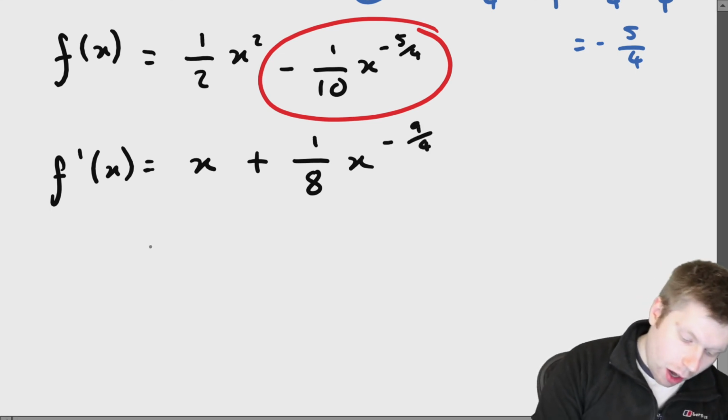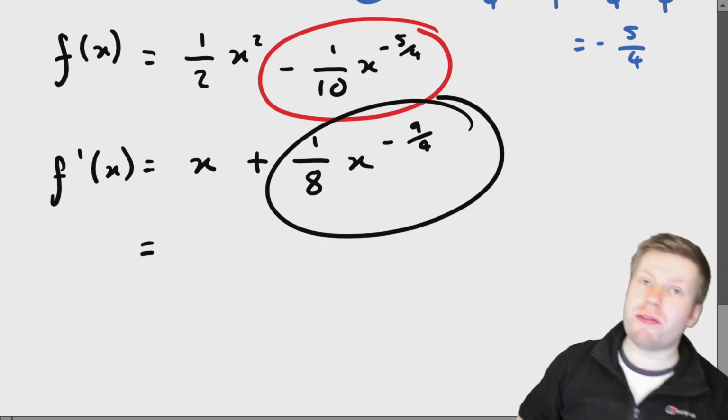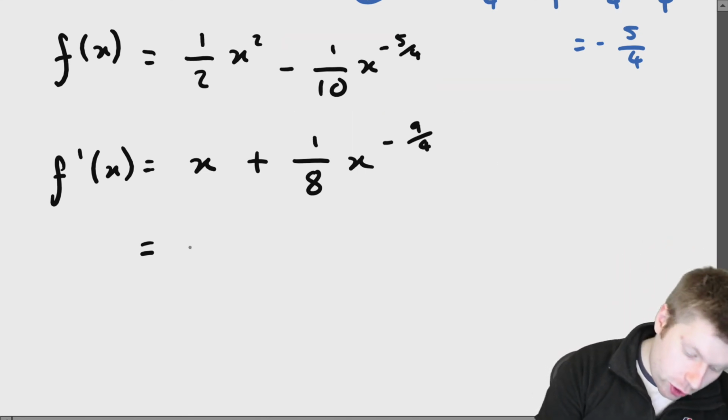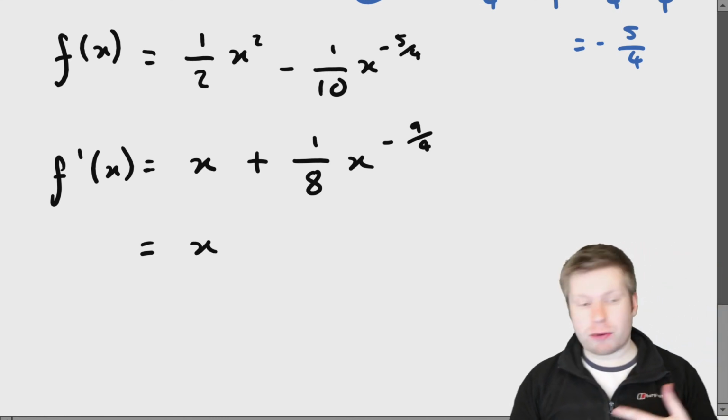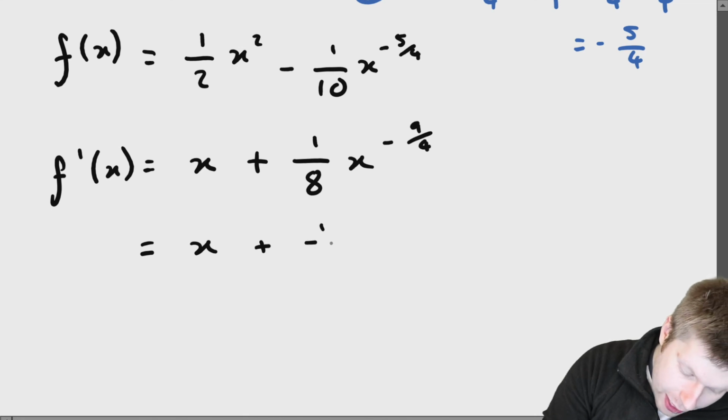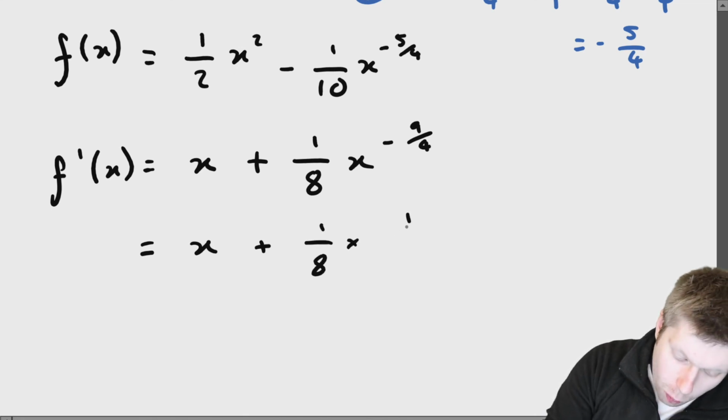Okay? Then my last job is just to think, well look, I wasn't given negative powers in my question, so I need to rewrite it so I don't have negative powers anymore. So in other words, I need to consider fractions instead. So I'll end up with x, that stays the same, but then I end up with 1/8 times 1 over x to the power of 9/4.